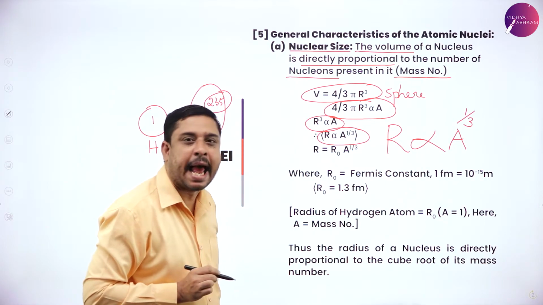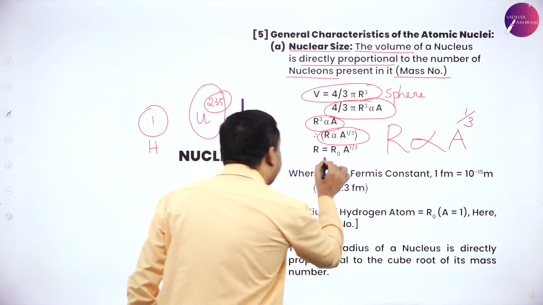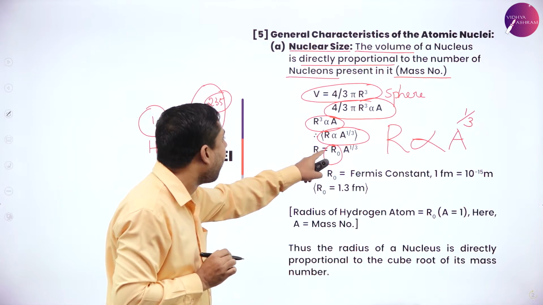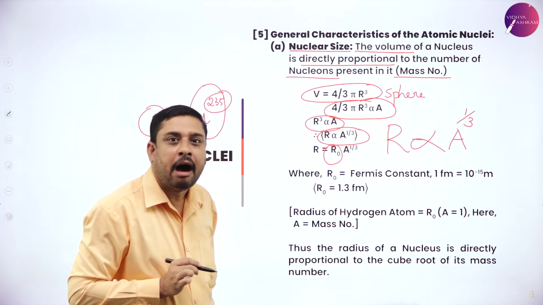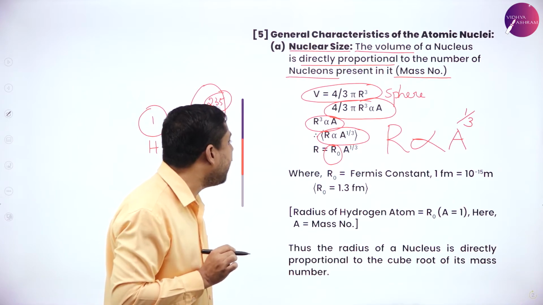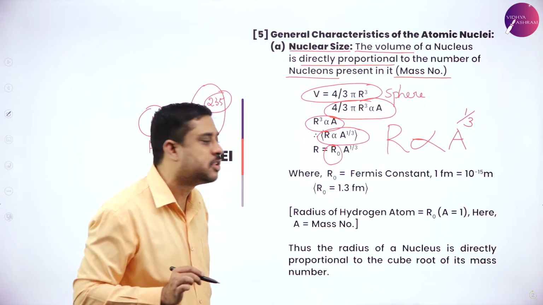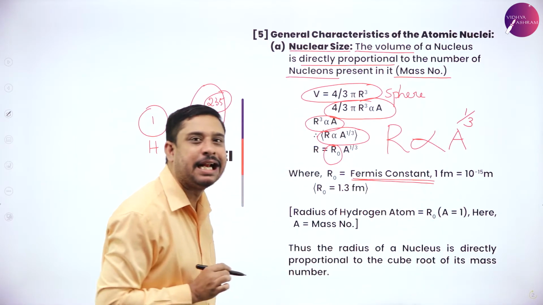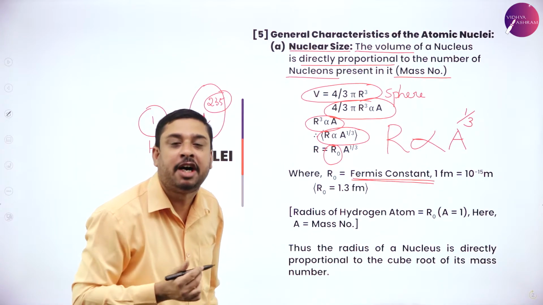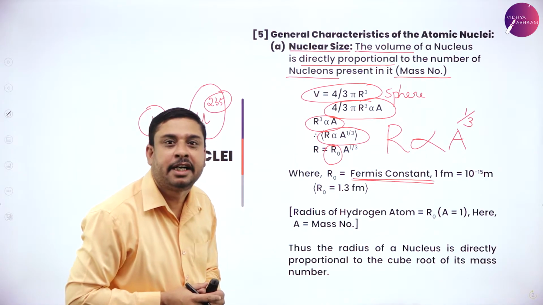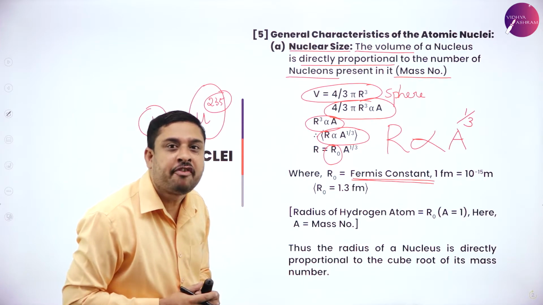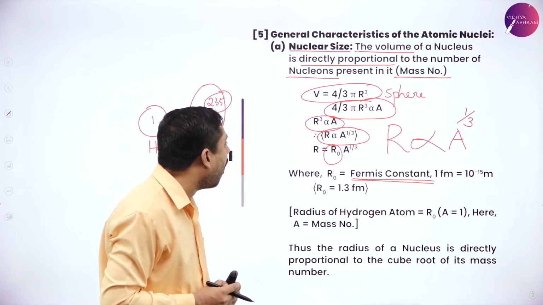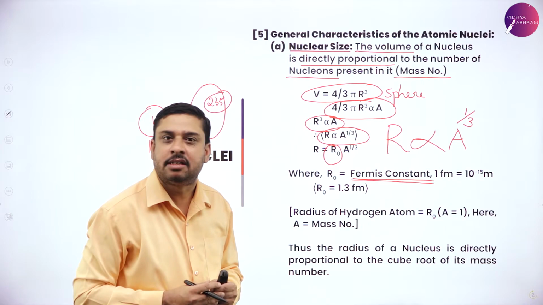Now, eliminating that proportionality, we introduce a very important constant called R naught. R naught is a very, very important constant, and it is called Fermi's constant. Enrico Fermi is considered to be the father of nuclear physics, and R naught is called Fermi's constant.